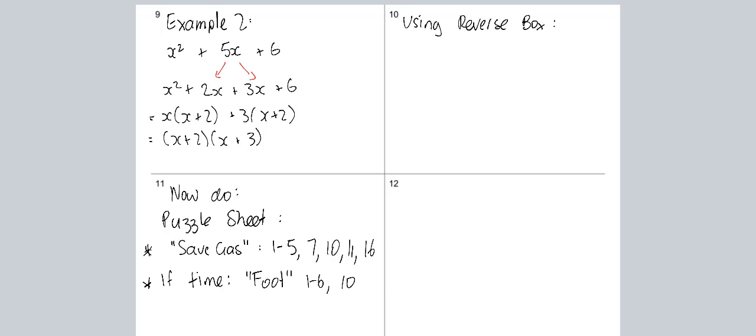We've now factorized it. Remember, factorizing means expressing as a product. We've gone from an expression, 3 things added together, x squared, 5x, and 6, and we've ended with x plus 2 multiplied by x plus 3. That is factorized. It is now expressed as a product. You can see the next thing I'm going to do is reverse box method, but does anyone have any questions over that before I do the reverse box method?